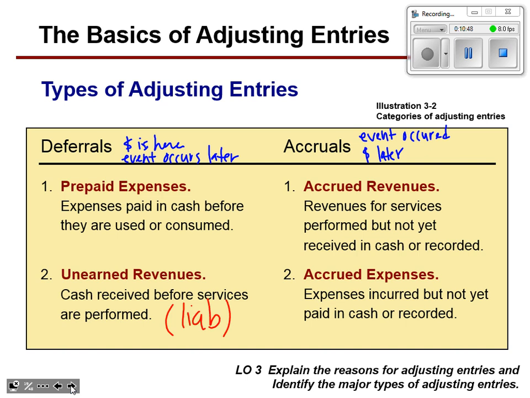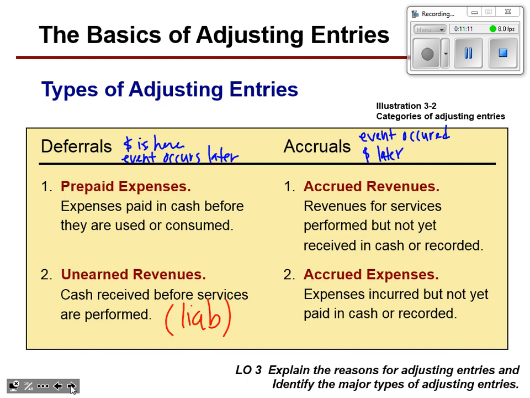So these are both adjusting entries, because then as the Vikings game was played, the Vikings had to adjust that, hey, we fulfilled that obligation. We had our game. In both cases, I either paid for my ad or I paid for my Vikings tickets, and I waited for the event to occur later. It was deferred to another time.